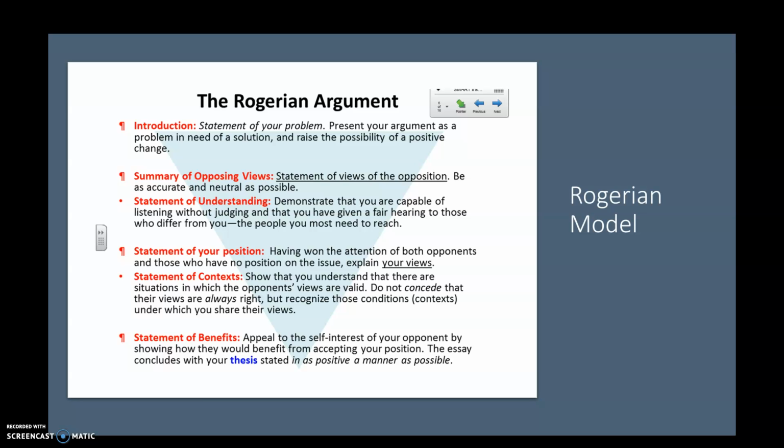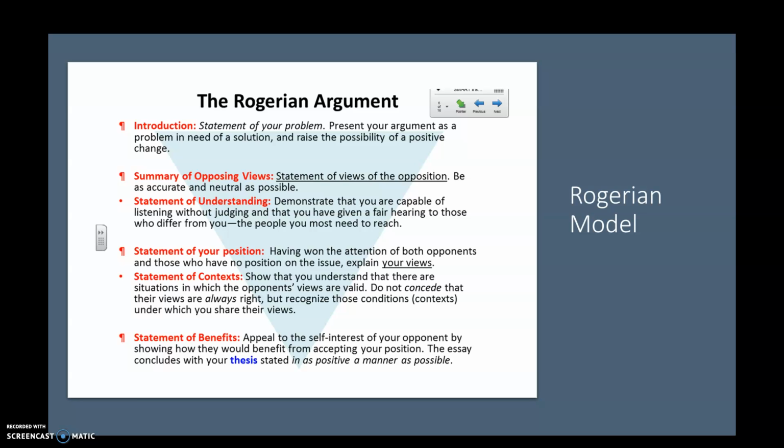Then you state your position. So having won the attention of both opponents and those who have no position on the issue, you explain your views. The only downside is that you don't really get into what you think until very late in this type of argument, because you're not really explaining your position until you're halfway done. And so that doesn't tell the reader early on what to expect, but it's still a very good structure.